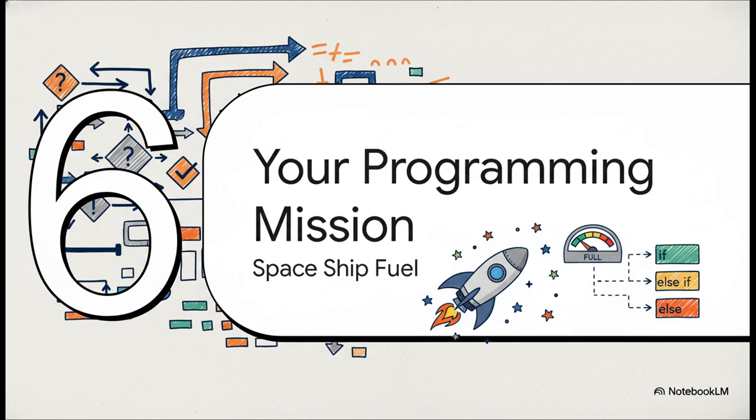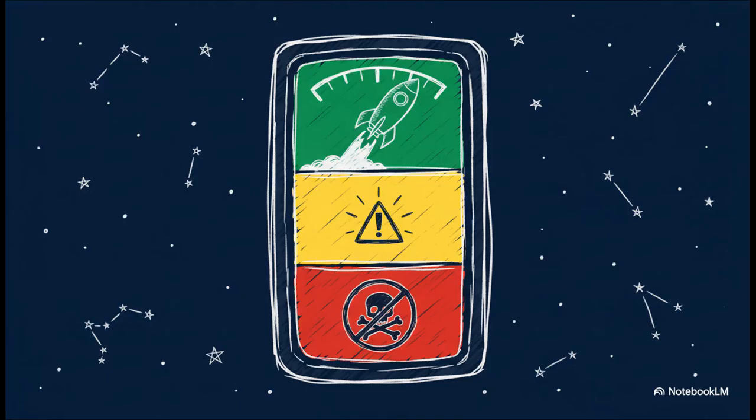You've seen the tools, you've learned the concepts. Now it's time to put your skills to the test. I've got a mission for you. Here's the situation. You're the flight engineer. Your spaceship is drifting in the void, and you're about to make that final jump to get home. Your job is to write the code that checks the fuel tank and tells the captain our status. You'll get the fuel level, and you need to output the right message based on these three conditions.